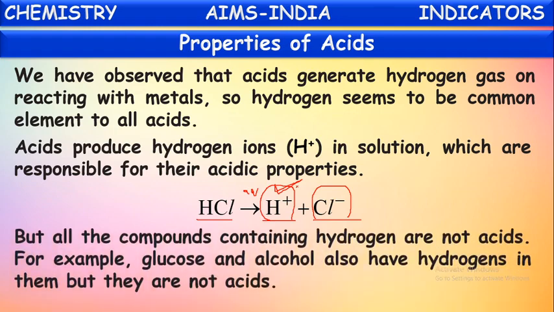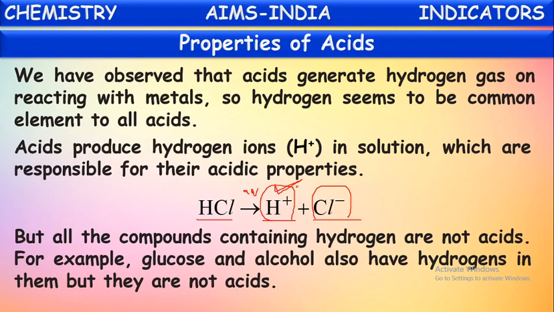But all the compounds containing hydrogen are not acids. Yes, it is also very important. We are saying acids have hydrogen in common. When you dissolve these acids, they produce H plus ions. These H plus ions are responsible for the acidic properties of those substances. But the compounds which have hydrogen in them are not all acids. For example, glucose and alcohol also have hydrogens in their molecules, but they are not acids.